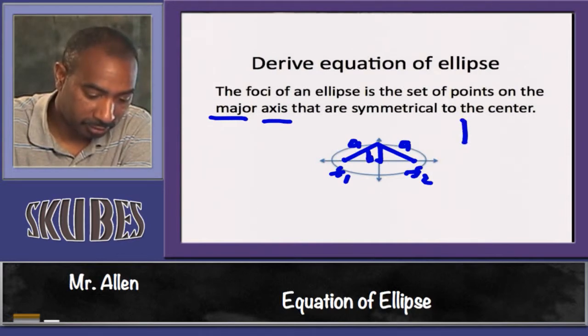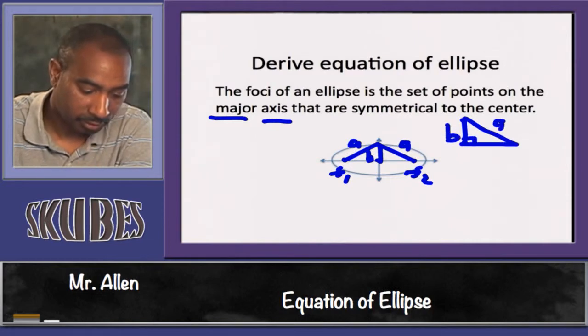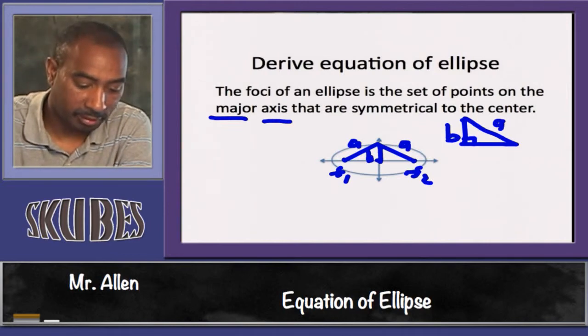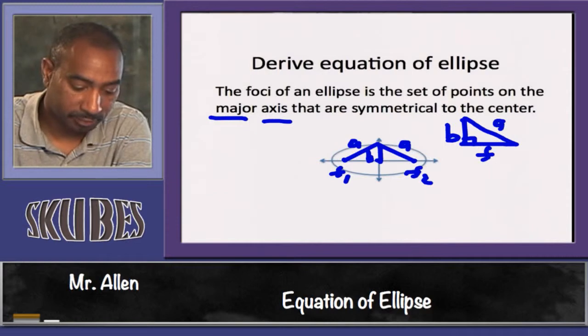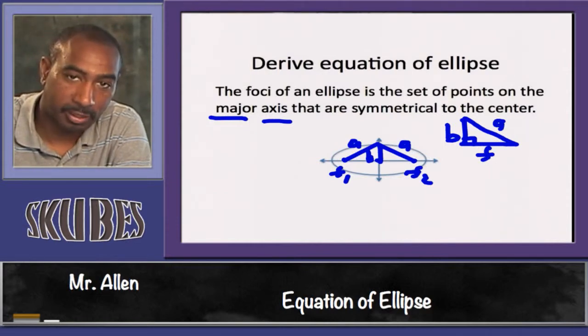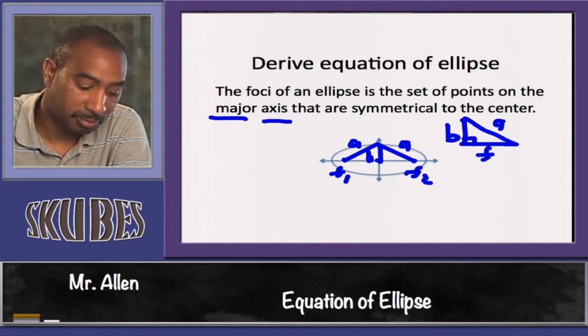So what you have here is a right triangle. You have a height of b, and a hypotenuse of a, and let's call this f. If you find out what one foci point is, you just put the negative sign to the other because it's symmetrical.